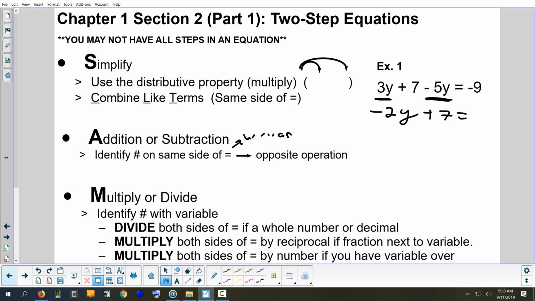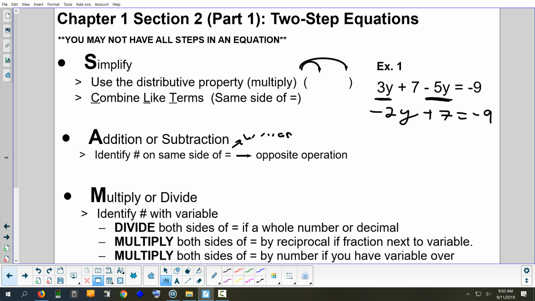And what's on the right-hand side that I still have to bring down? Sophia? I don't know. Not sure. Anyone help her out? What do we have to bring down? Yeah, bring down the negative 9. Perfect. So negative 2y plus 7 equals negative 9. All right, so that counts as our first step. Now we're done simplifying. There's nothing else to do there.